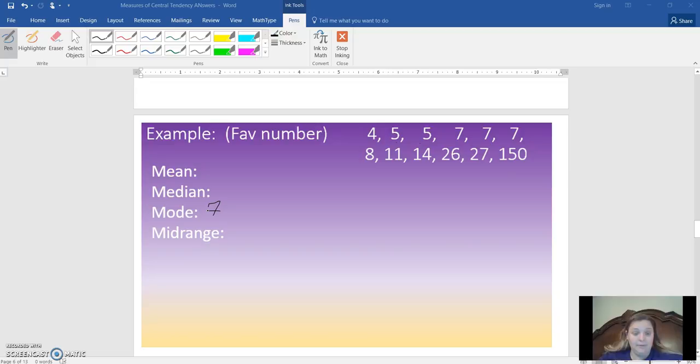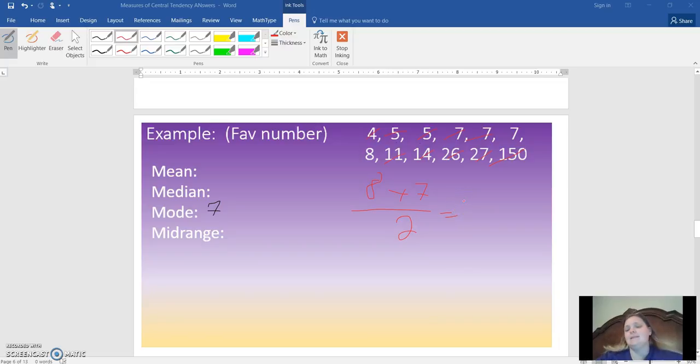For median, it is the middle number, and so I go and cross them off, 3 each, 4 each, 5 each. Okay, and so I have 2 numbers in the middle. When you have 2 numbers in the middle, you need to add them up and then divide by 2. So you're really just finding the average of those 2 numbers.